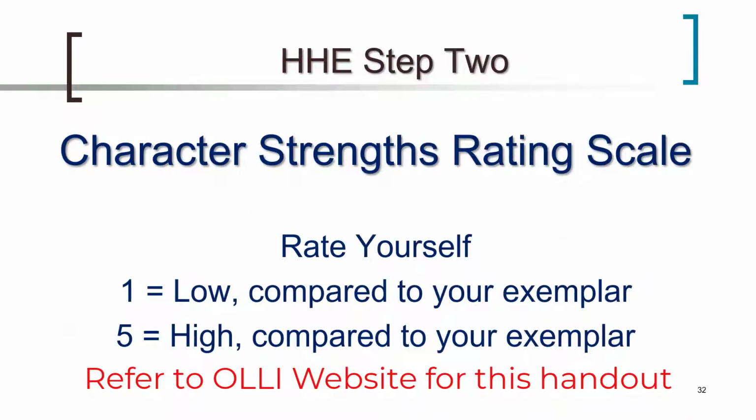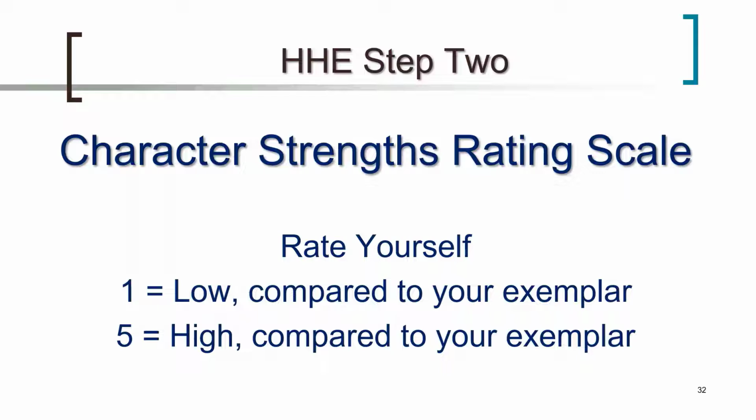And now we'll turn to step 2 in the Healthy Hippocampus Exercise, where you use the Character Strengths checklist to rate yourself. This is a checklist that I based on the work of Seligman and Peterson, published in 2004, in their text, Character Strengths and Virtues. So in step 2, use this checklist to rate yourself in terms of an exemplar. Rate yourself 1 if you've got low character strength compared to your exemplar, or rate yourself 5 if you've got as much of the character strength as your exemplar.